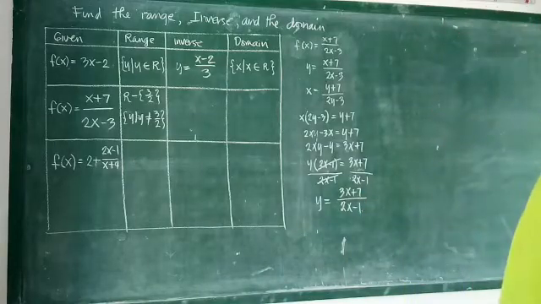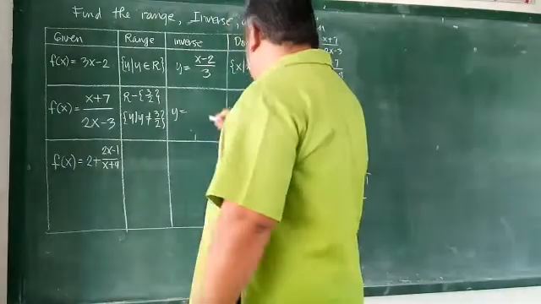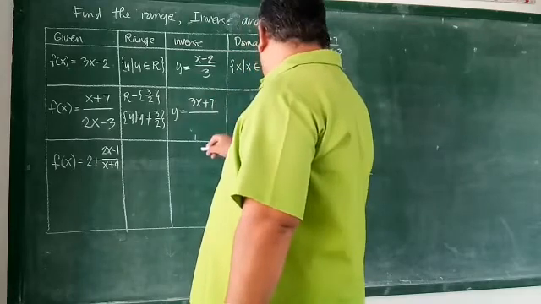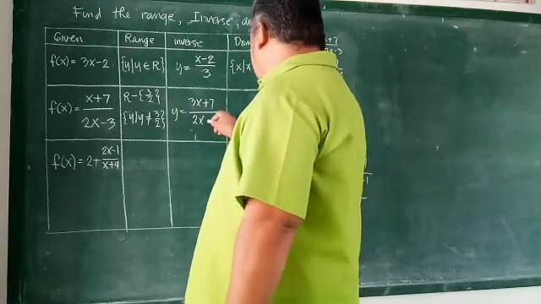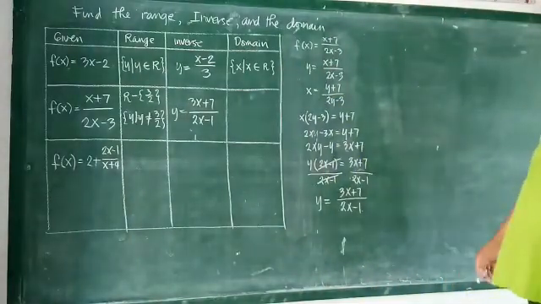So after that, that will be your inverse, no? So this y equals (3x plus 7) over (2x minus 1). Now, after finding the inverse, it's now easy to find the domain. So how to find the domain?